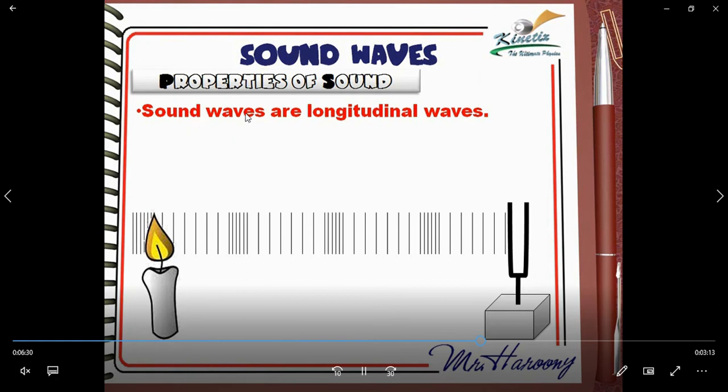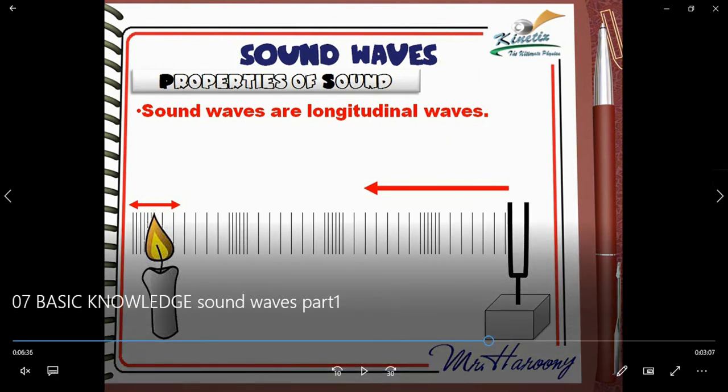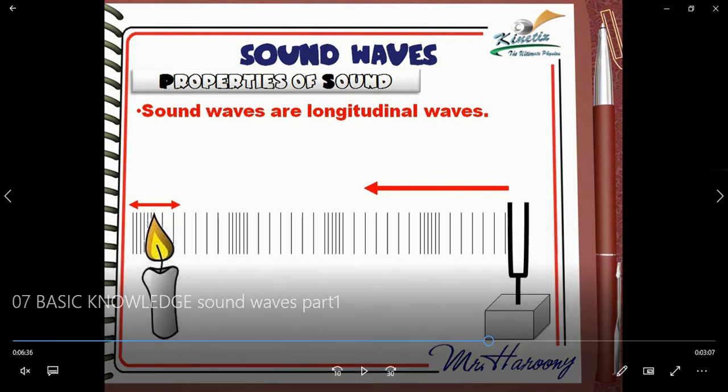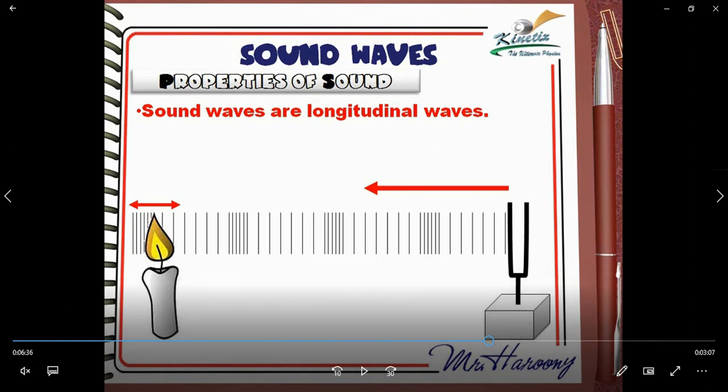Now see another experiment. Sound waves are longitudinal waves. How can we determine that a sound wave is a longitudinal wave? Before that, we learned that sound is a mechanical wave. I showed you the experiment. Now this is another experiment where we can determine that sound waves are longitudinal waves.